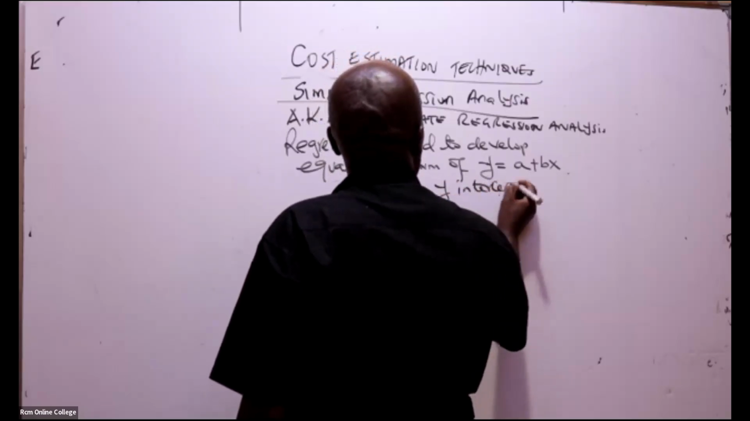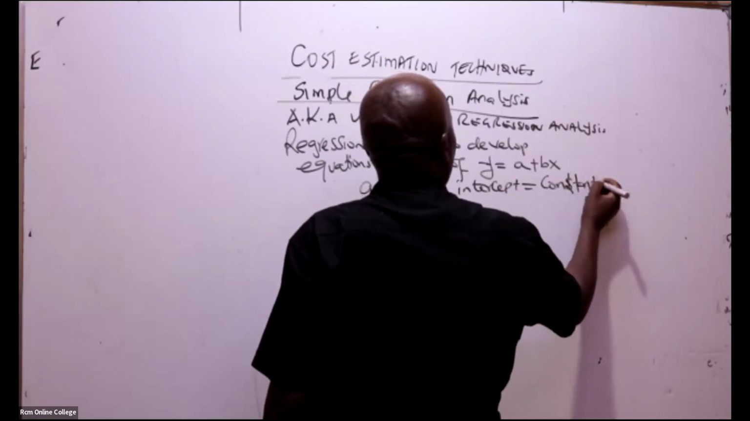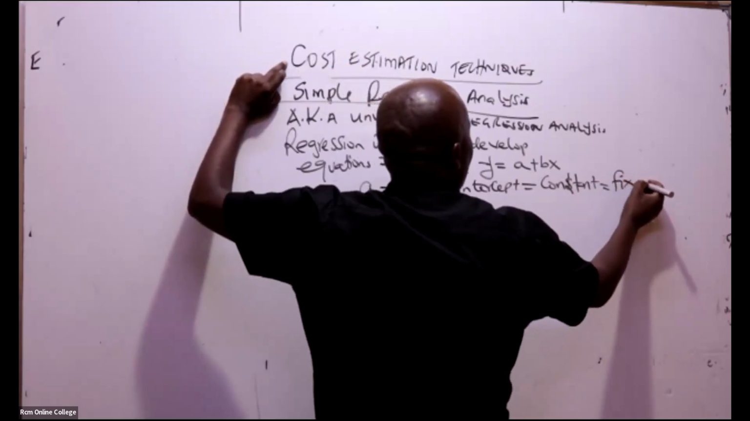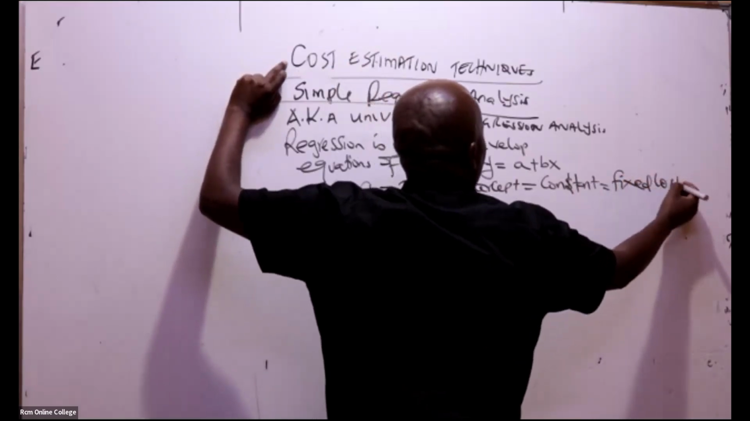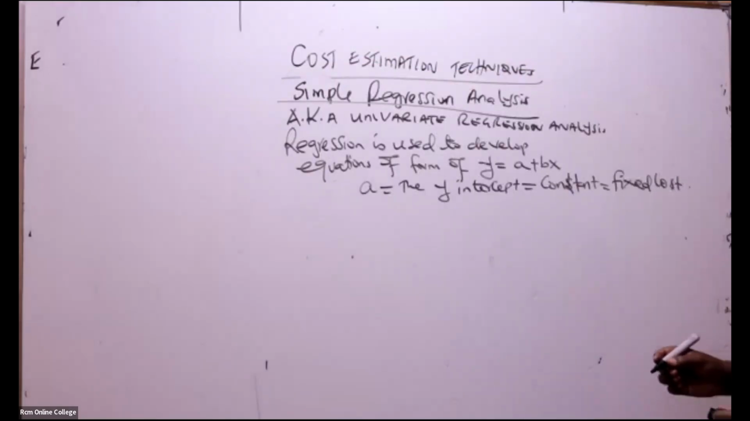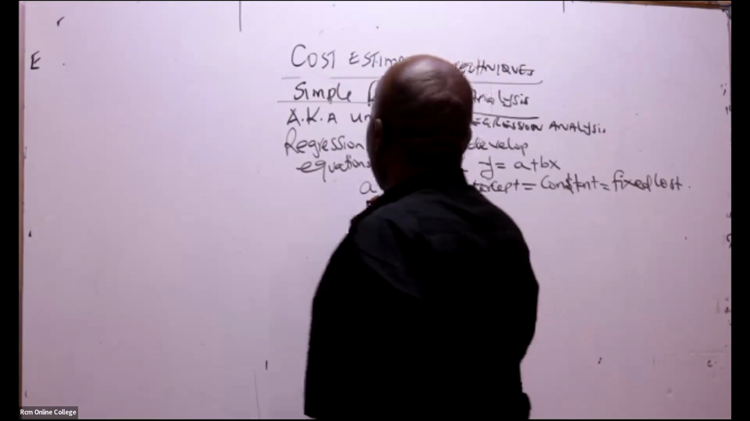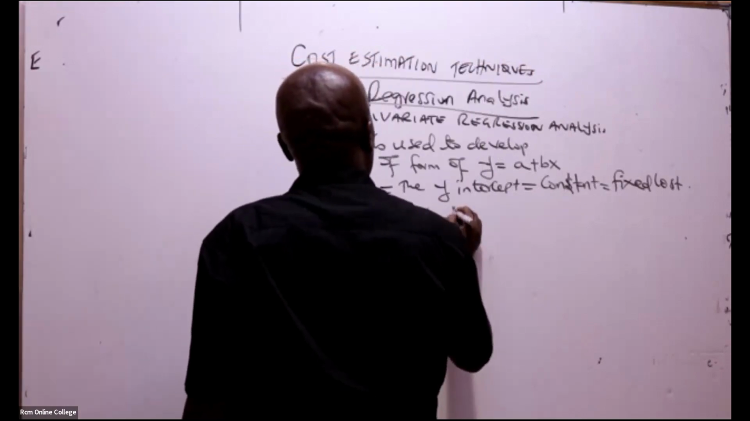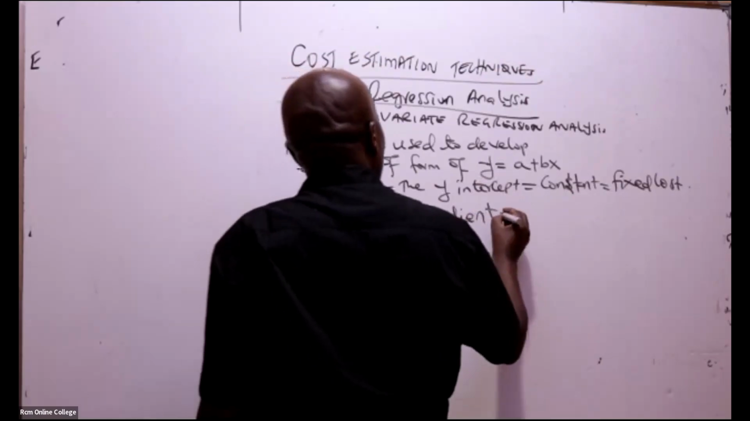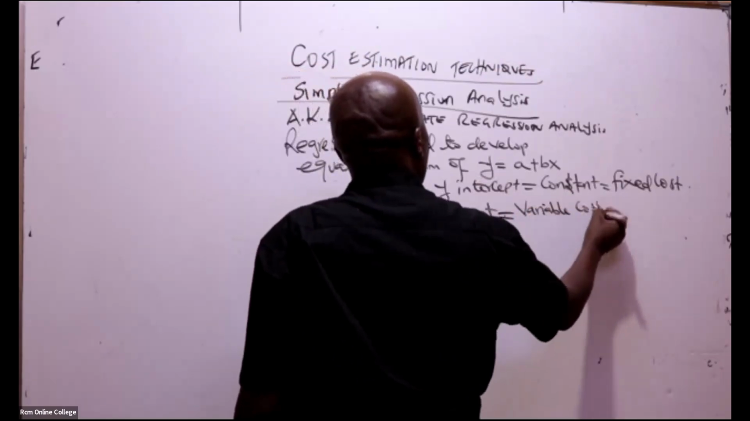The y-intercept will be our constant. In terms of cost estimation, this will be fixed cost. That is A. And then we have B, which is the gradient. So the gradient will be our variable cost per unit.